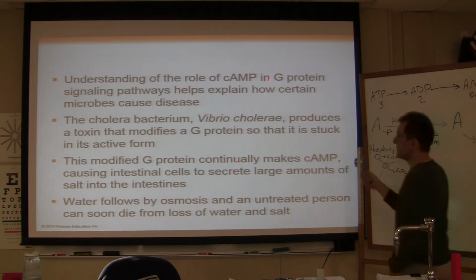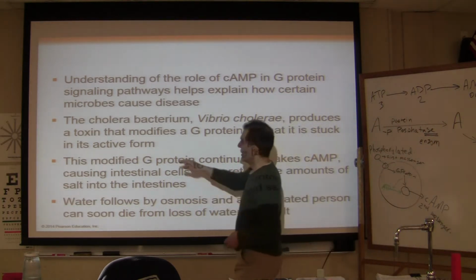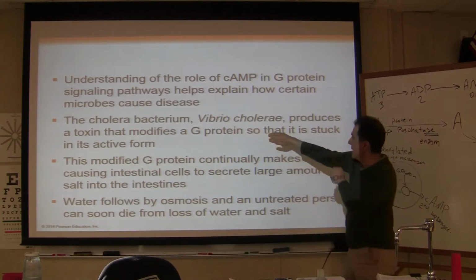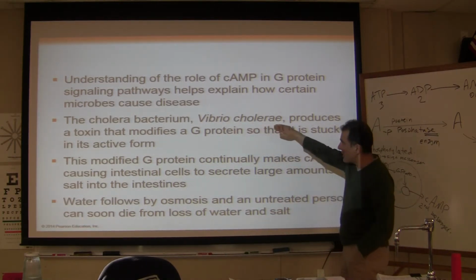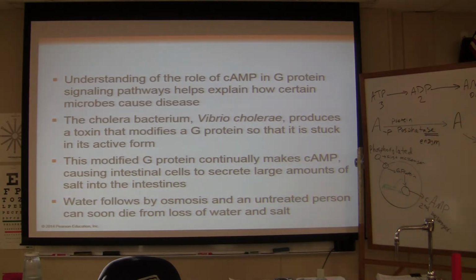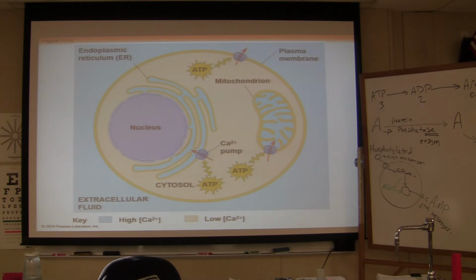I'm not going to go over this. There's a lot on cholera. The bacterium Vibrio cholerae causes diarrhea, constant secretion, constant flowing of fluid, and it's caused by too much cyclic AMP. Okay, cholera. What else is in this chapter?